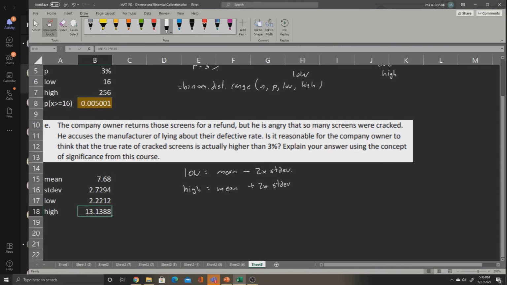Now, let's make a drawing based on this. Our significantly low value is 2.22, and the significantly high value is about 13.14. In between those, you'll have most of your bell curve. However, you also have the tails of the bell curve, starting from 0 and going to 256. The person in this question had 16 defective screens. That is definitely more than 13.14. And since that's on the right side of the graph, we can say that is significantly high.